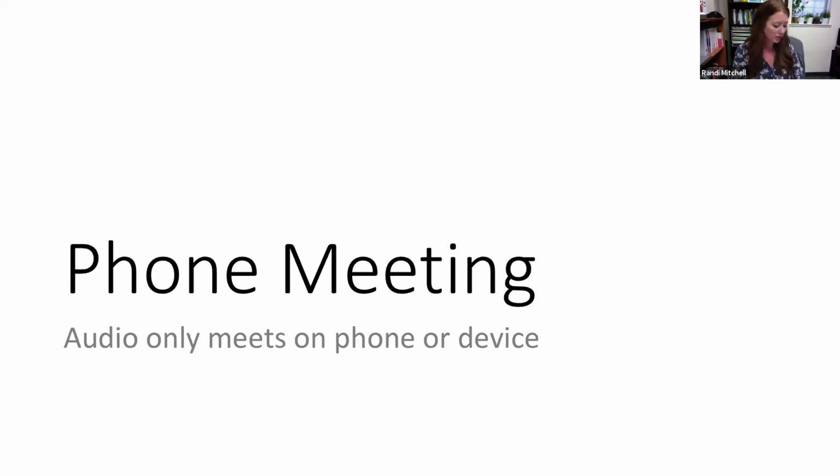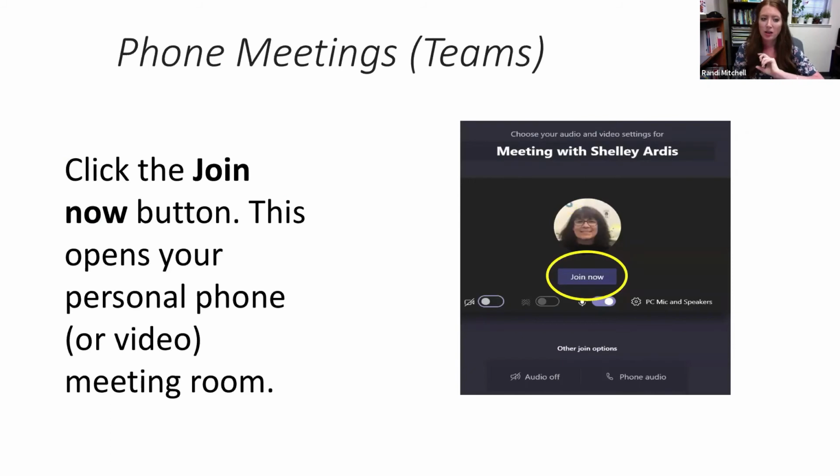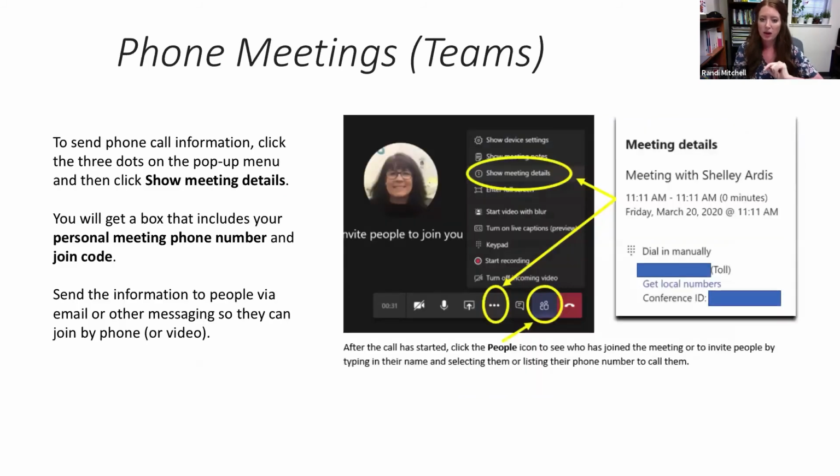Okay, phone meetings. I lied. I guess I had more than I thought. You guys will have access to this very much like I said for the video chat. You'll do the same concept in phone meetings. You'll go to your calendar, you go to new meeting, and then you hit join. And from there, you will get a phone number and your meeting details. So follow this step by step.